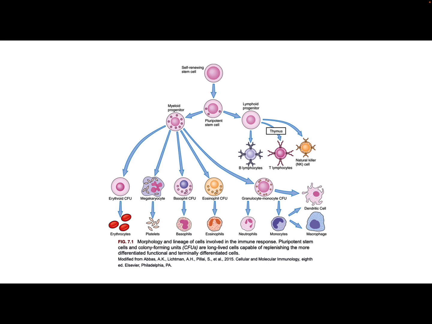Very, very broadly, we most often say that cells of the innate immune system come from the myeloid lineage. Cells of the adaptive immune system come from the lymphoid lineage, except for natural killer cells, but that's okay. So this is how you get red blood cells, platelets, your different phagocytic cells, and then your B and T cells. This process is critically important.